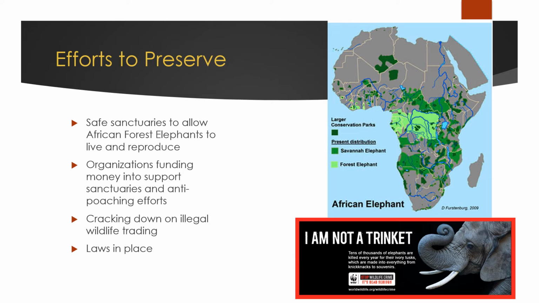Local governments in Africa have tried to crack down on illegal wildlife trading as well as illegal poaching. Obviously, there are laws in place to arrest and fine those who engage in such activities, but also images like "I am not a trinket" being passed around into the world to educate people that do not kill these animals for such a small bit of their body. They are very important to the world, so stop it.